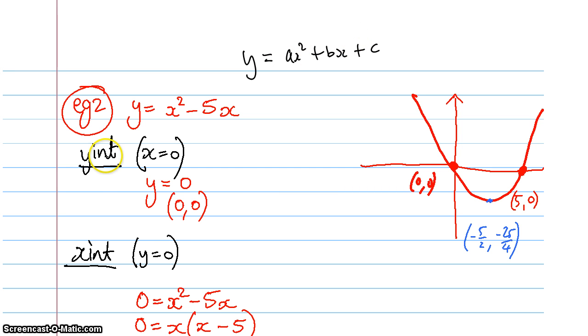So again, I just find my y-intercept. I make x equals 0, and what ends up happening is I get 0 squared minus 5 times 0, which is 0. So this one actually goes through the origin, so I put in my dot at the origin.